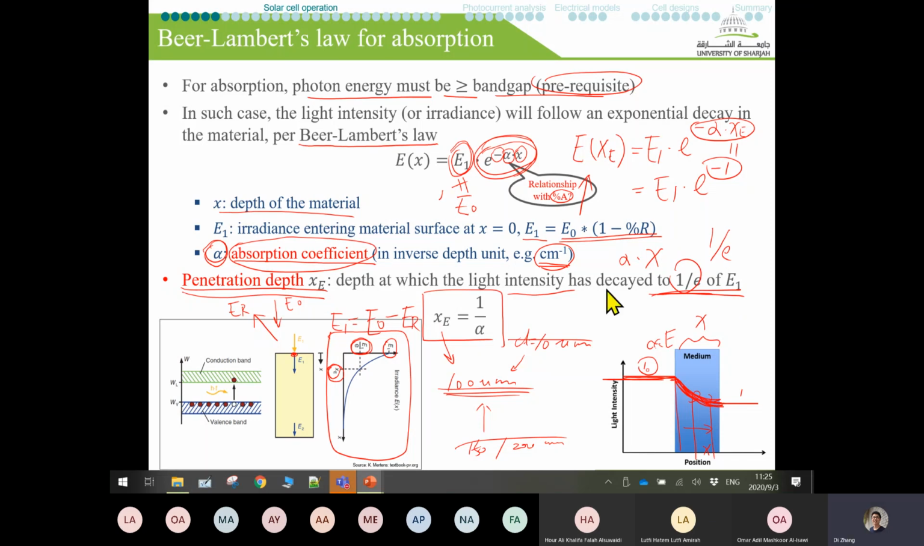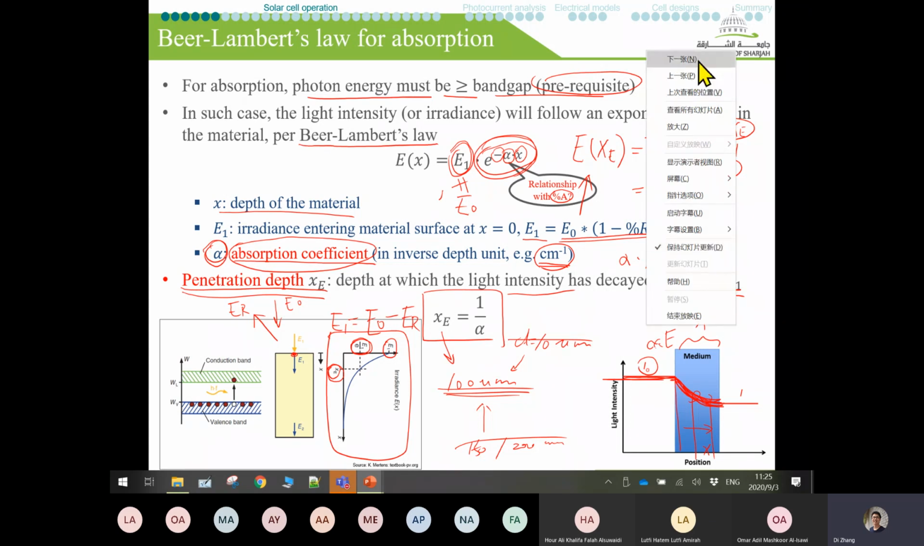Okay, so this is the Beer-Lambert's law. This is based on this equation, with which we describe all of this phenomenon, the absorption phenomenon here.